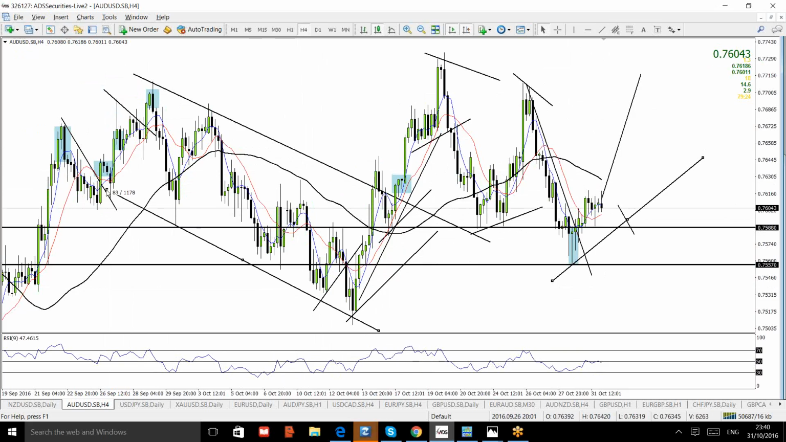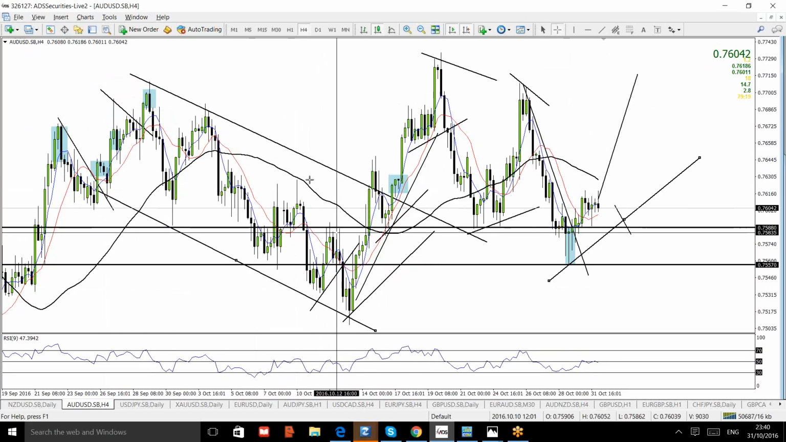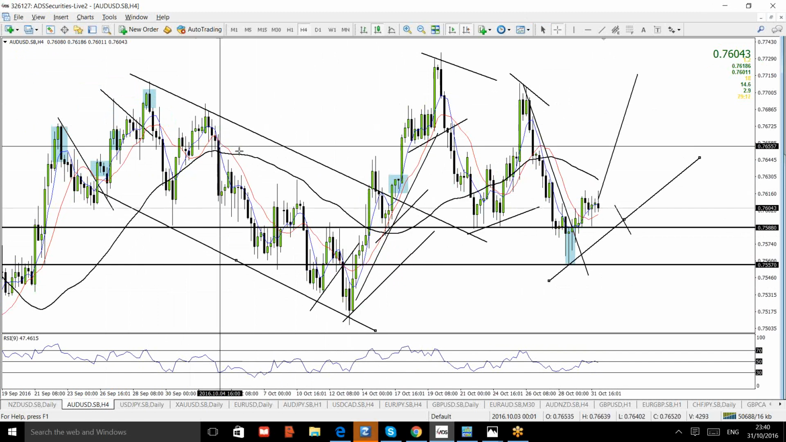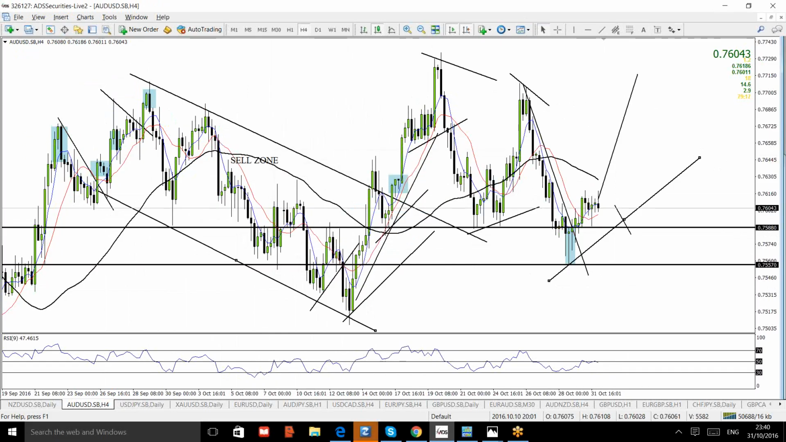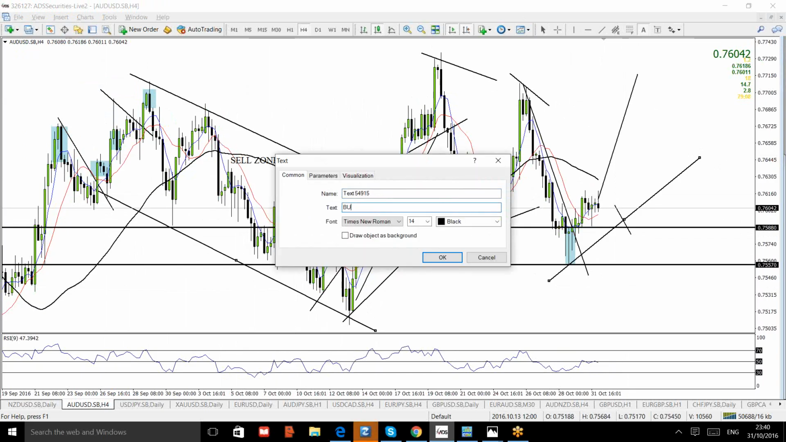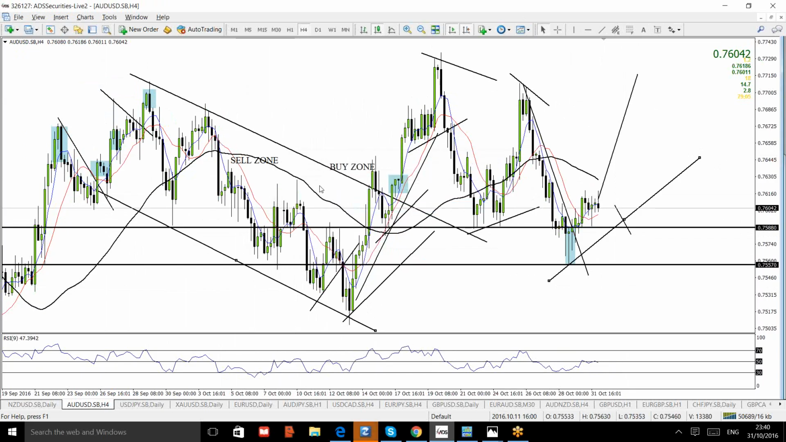Understand, guys? That's what Quinn said in his lectures, right? If it breaches, you stop selling. If it stays below, this is your sell zone, guys. That's exactly what he tells you. Anything above it is a buy zone, right? Isn't that what he's saying all the time?